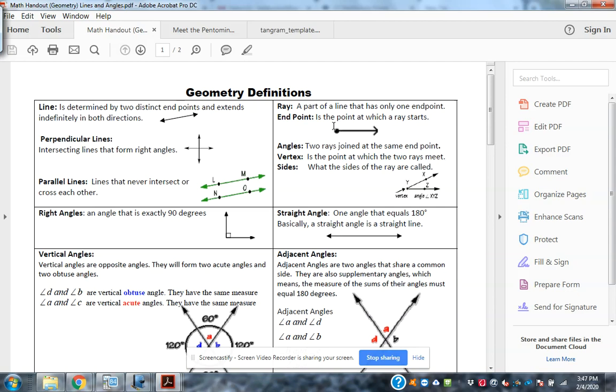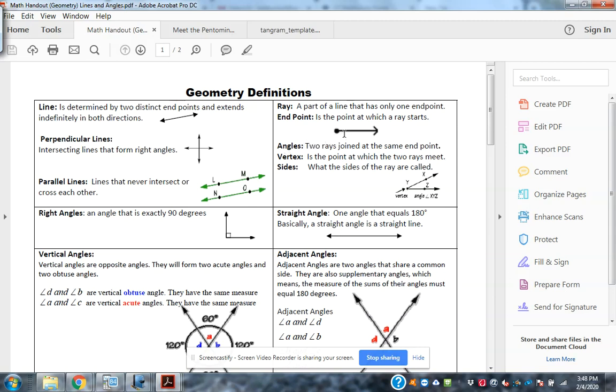With a line, when you're naming it, it doesn't matter what order you put your letters in. There's no correct or incorrect way, as long as those points are on that line, you're good. With a ray, it does matter what order you're putting in. And when you're naming a ray, you're going to put the picture of a ray above your name for that particular ray.